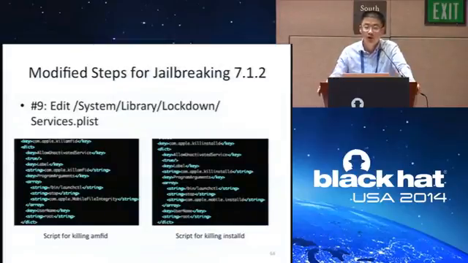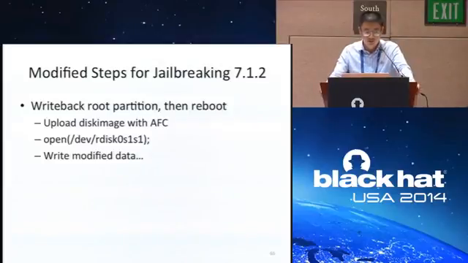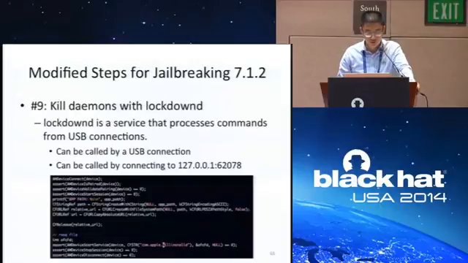And this is how we can kill the two services. Basically, we added some new scripts in the lockdownd configuration file in which we use launchctl to stop the two services. And finally, we will write back the root partition and reboot the system. After that, the device is in a kind of jailbroken status.